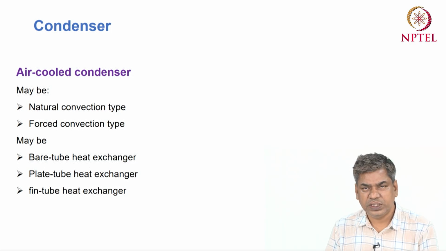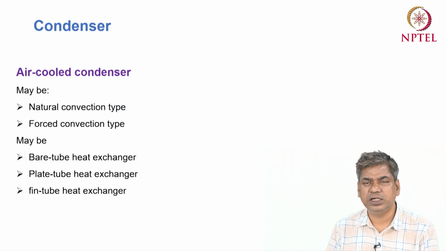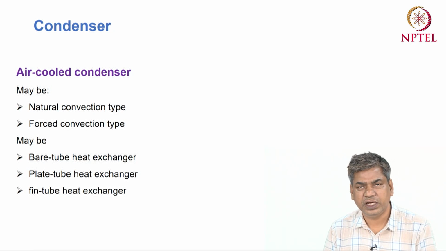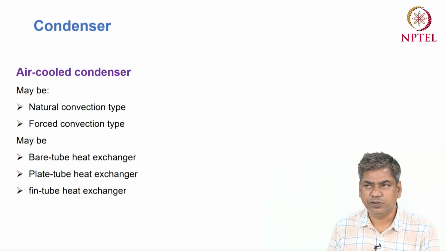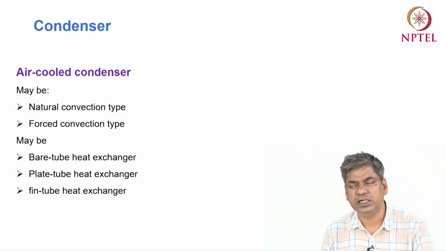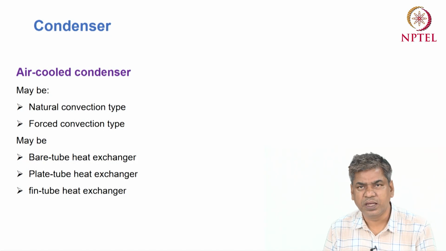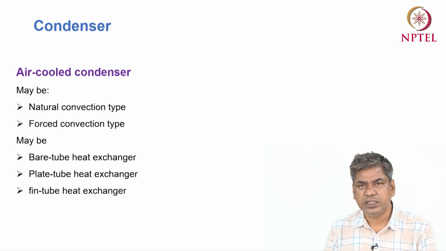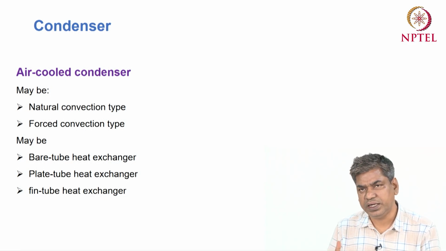Also, in terms of construction, this may be the bare tube type. For the refrigerator, in most cases the condenser is simply a tubing, and there is nothing else. Sometimes we can use steel wire to increase the heat transfer area of the condenser. In some cases we can use simply a tubing. And then there is the plate tube type, where we use tubes and some plates.